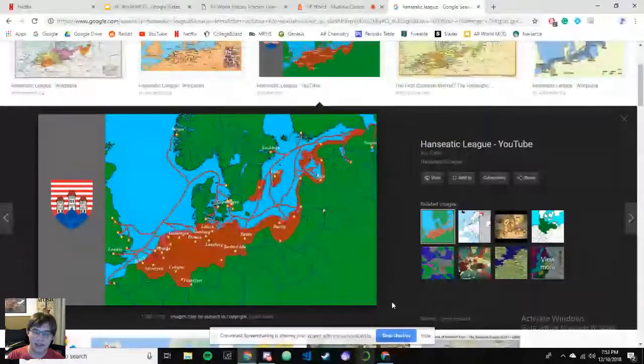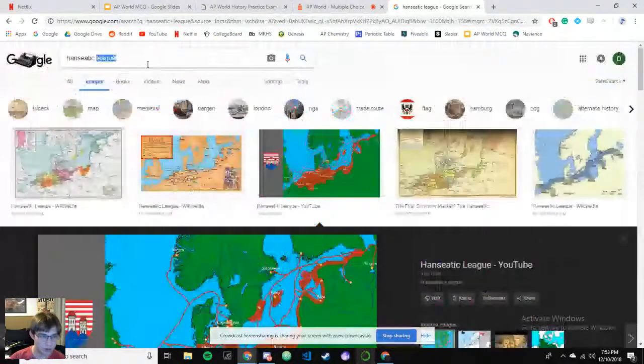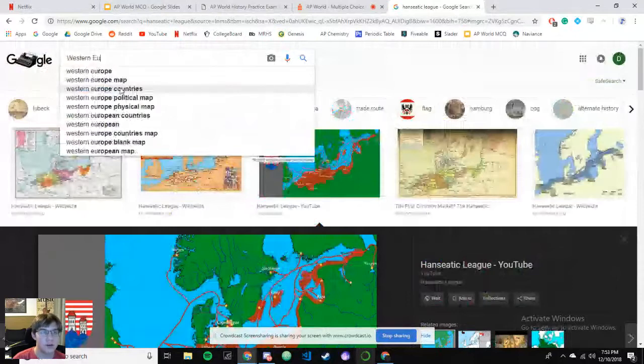This is a map of the Hanseatic League. You can see Northern Europe. Not much of Western Europe, though. Most of the stuff's going on in Eastern Europe. And Western Europe, really, if you think about it, let's look at Europe, actually. This is Europe right here. I'll zoom in a little. There we go. This is Europe. This is the Hanseatic League. This is Western Europe. So it wasn't the biggest thing. It was there, but it wasn't huge.